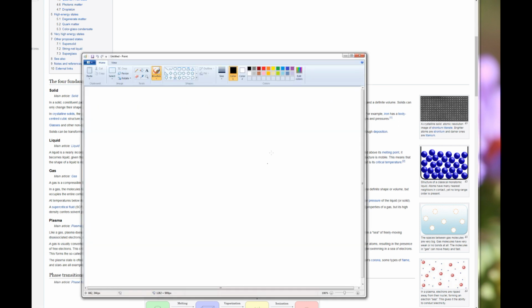So if I bring up the paint program here, and I'll pretend this is, we'll say, an atom, and then this is an atom right here. In a solid, they're stuck together, they're touching, and while they might vibrate, of course they're vibrating because they exist, they're stuck together. Okay? That's the first state of matter.